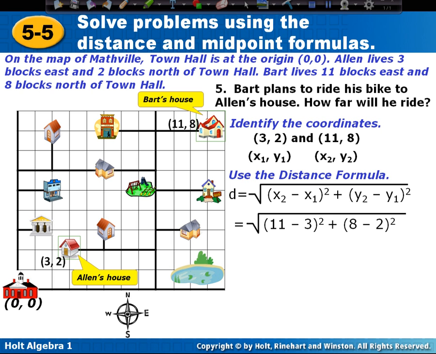We're going to go ahead and plug our numbers in here. So we're going to say x2 is 11 minus x1, which is 3, squared, plus y2, which is 8, minus y1, which is 2, squared. Then we're going to do what's inside the parentheses. So we're going to say 11 minus 3 is 8, so 8 squared, plus 8 minus 2 is 6, so 6 squared. So then I'm going to square both of those numbers. 8 squared is 64, and 6 squared is 36, so 64 plus 36.